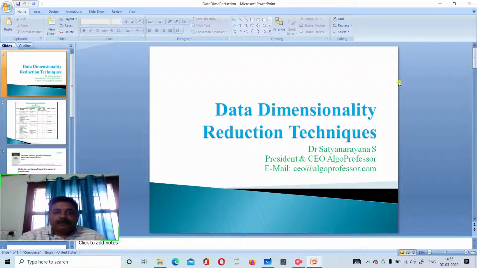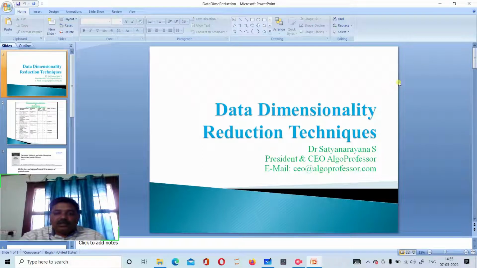So good morning. Today we'll discuss data dimensionality reduction techniques in this talk. Our ultimate goal is to find a pattern from higher dimensions to lower dimensions without losing the original data information. That is the main intention of going from higher dimensional data to lower dimension. What is the basic idea of dimensionality reduction in machine learning models?